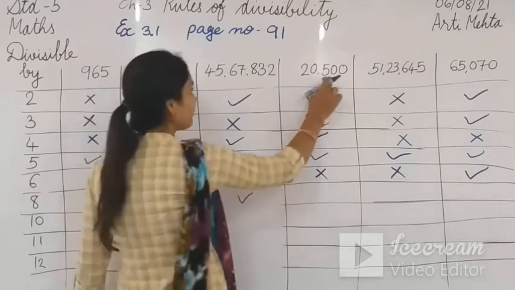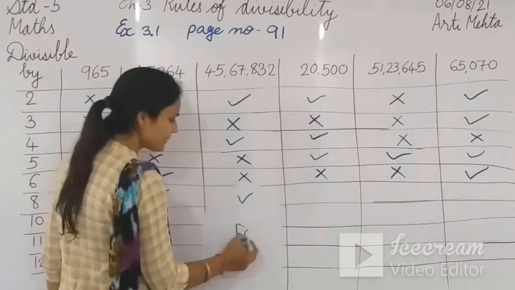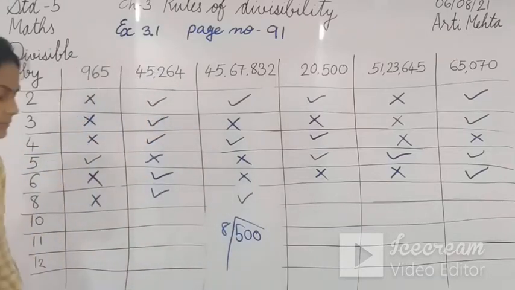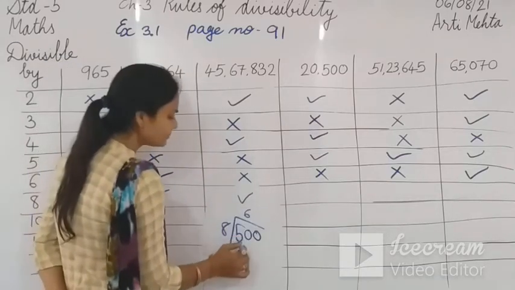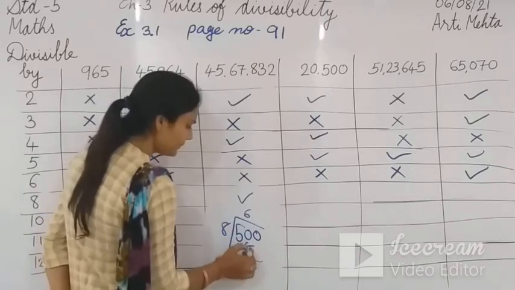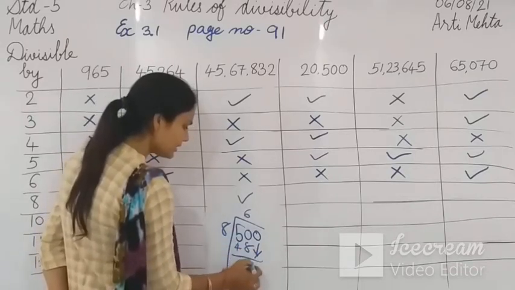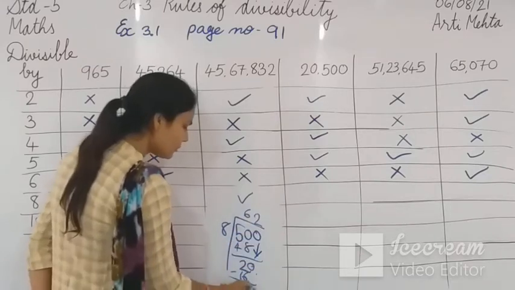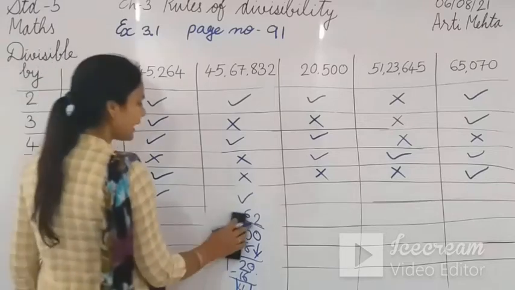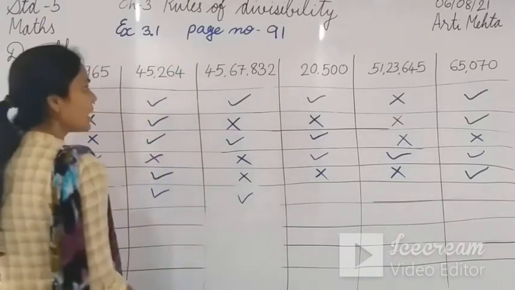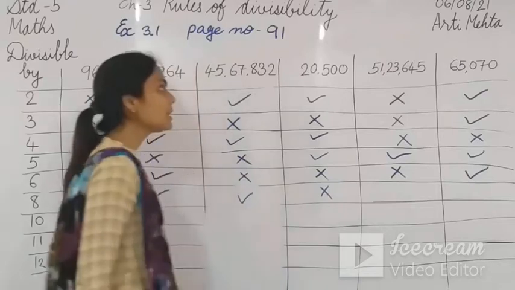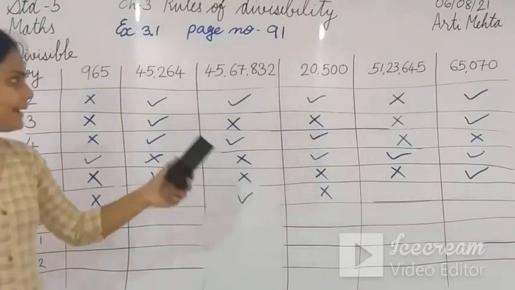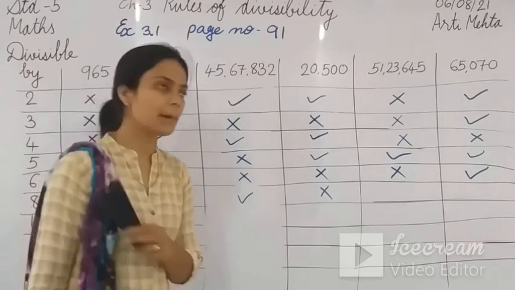Now here 500. We have to see the last 3 digits, 500 is there. We have to skip the table of 8. OK, 8 sixes are 48. 50 minus 48 is 2. 0, bring it down. Now 8 twos are 16. 20 minus 16 is 4. The remainder is 4. That's why this number is not divisible by 8. Understood? This 500 we cannot divide by 8. So 20,500 is not divisible by 8.